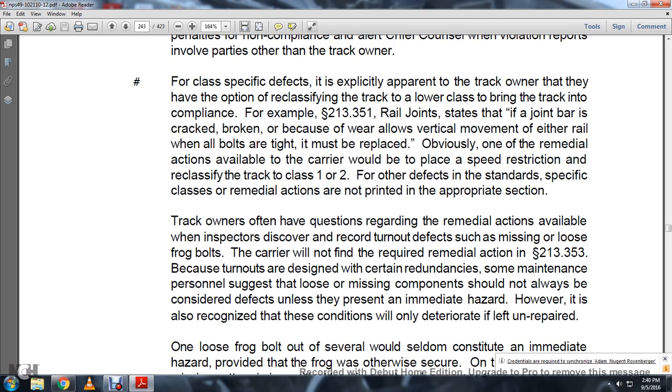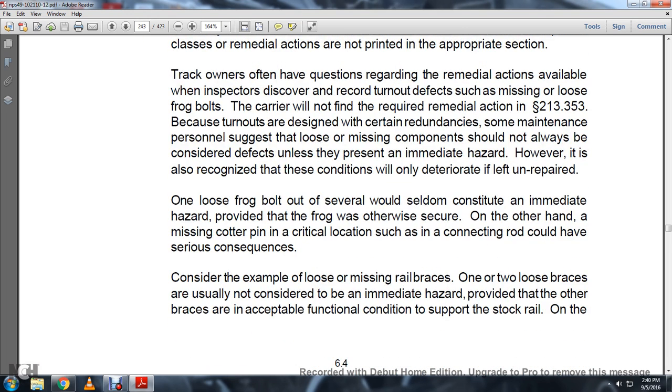For track owners, often the question regards the remedial action available when the inspector discovers and records a defective turnout, such as a missing or loose frog bolt. The carrier will not find the required remedial action in statute 213.353 because the turnout is designed with certain redundancy. Some maintenance personnel suggest that loose or missing components should not always be considered defects unless they are present with an immediate hazard. However, it is also recognized that the condition will only deteriorate if left unrepaired.